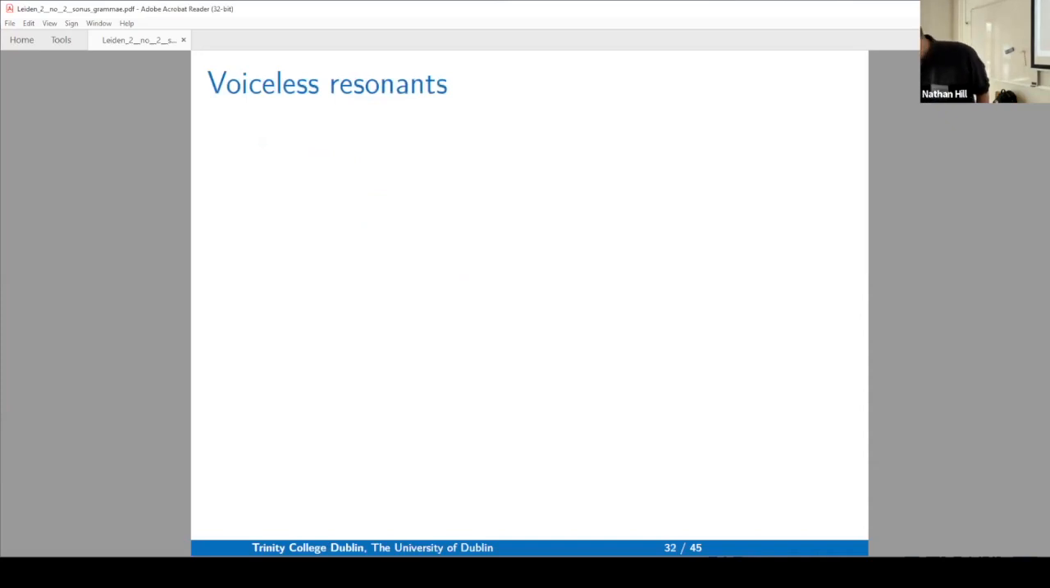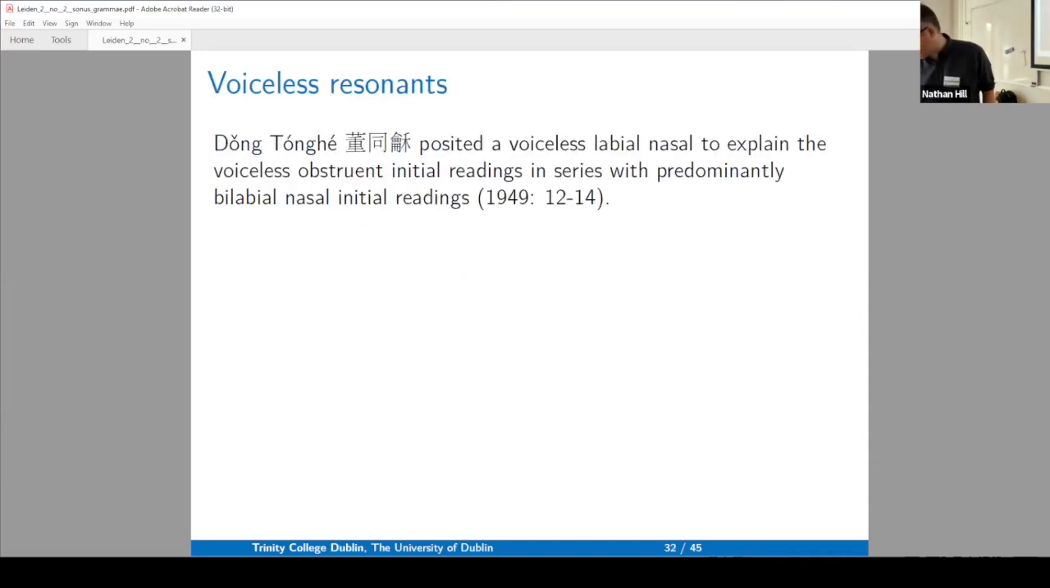Okay. So now let's just sum up. I think we're going to sum up on voiceless resonants. So this is a little bit of intellectual history. Dong Fenghe is the first person who proposed the voiceless labial nasal.